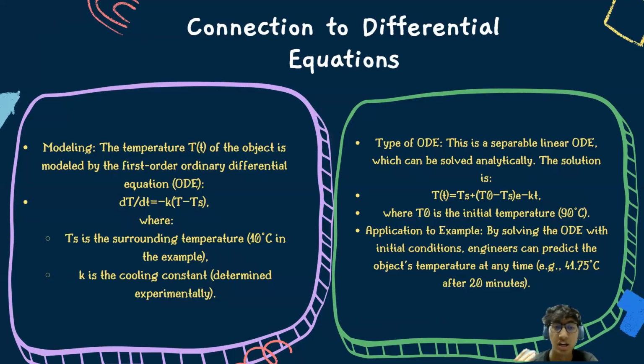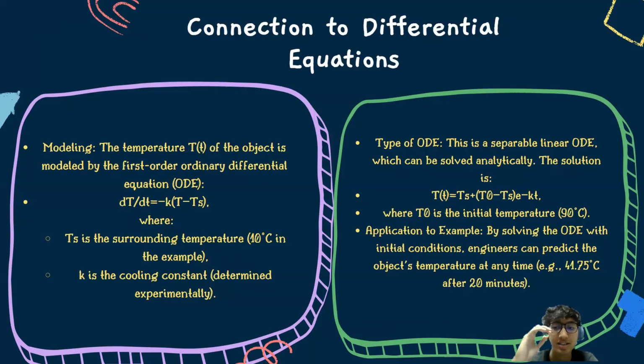So for my part, I need to explain the connection to the differential equation, that is, how the equation relates to the application in real life. For the modeling, the temperature T of the object is modeled by a first order ordinary differential equation, ODE. That is dT over dt equals negative k bracket T minus Ts.